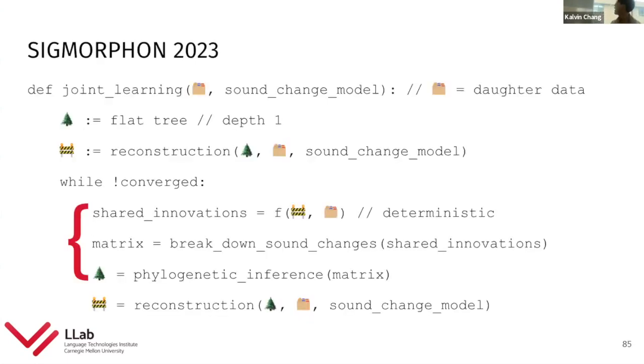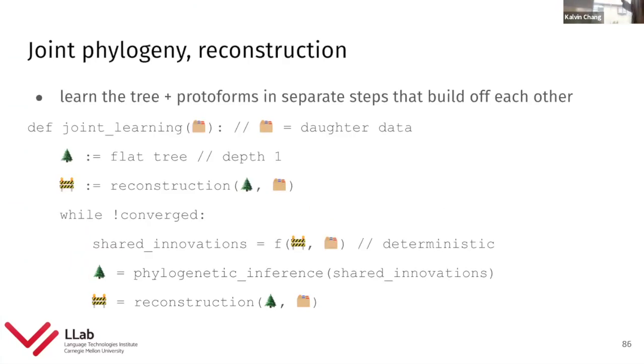Right. So just to recap our SIGMORPHON submission and put that into the context of joint phylogeny and reconstruction, all we did in SIGMORPHON was to identify shared innovations, break down the sound changes in that shared innovation, and feed that into phylogenetic inference. But with our EMNLP submission, we want to learn both the tree and the protoforms in an iterative, mutually reinforcing fashion. So again, we start off with a flat tree, step 1, and with that flat tree, we perform protoform reconstruction.